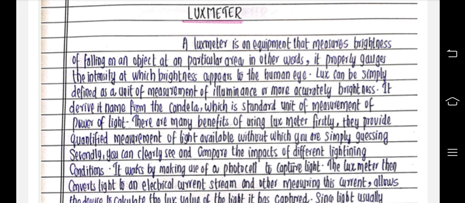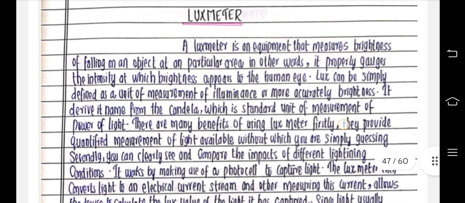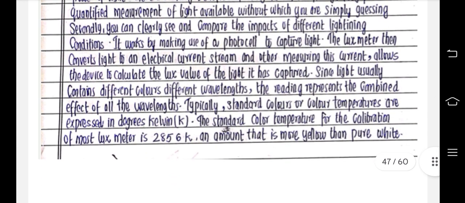There are many benefits of using a lux meter. Firstly, it provides a quantified measurement of the light available, without which you are simply guessing. Secondly, you can clearly see and compare the impacts of different lighting conditions. It works by making use of a photocell to capture light. The lux meter then converts light into an electrical current, and measuring this current allows the device to calculate the lux value of the light it has captured. Since light usually contains different colors and wavelengths, the reading represents the combined effect of all of these wavelengths.